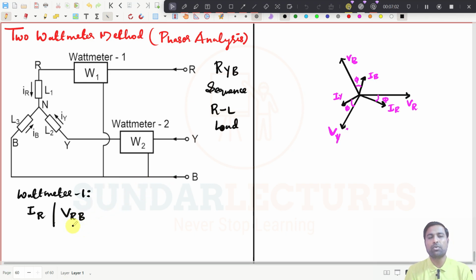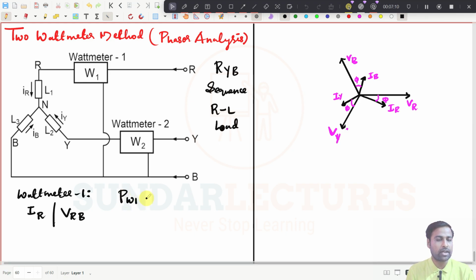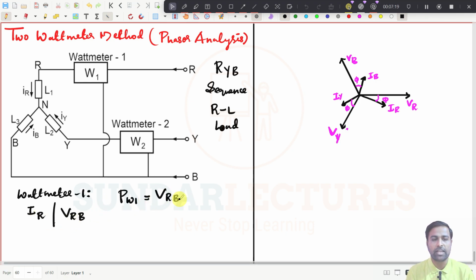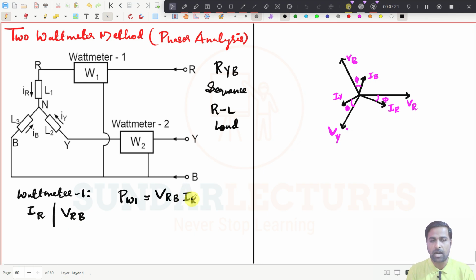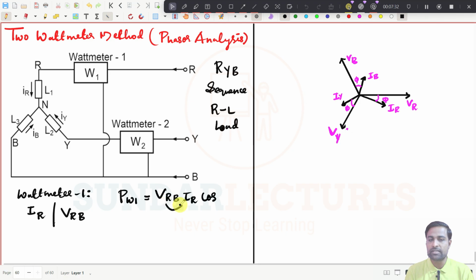Now what you need to do, you need to find what is the angle, because whatever the wattmeter reads here, that is PW1 due to wattmeter number 1. It reads the voltage VRB, and then this current is IR, and cos of some angle, right? And what is that angle? You have to understand. You have to get the value of that particular angle. What is the angle? Which is nothing but these two.